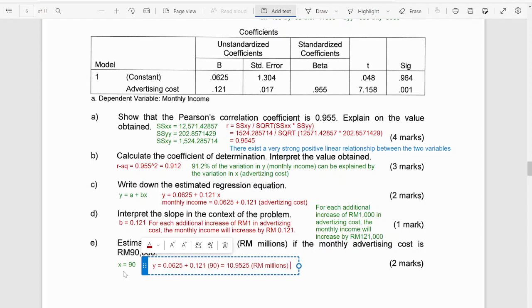Or this is also equivalent to, so you tukar kepada million tu, so you gerakkan 6 titik ke sebelah kanan. So 1, 2, 3, 4, 5, 6. So 500 belakang. So you get RM10,952,500. Okay, so that will be the solution.